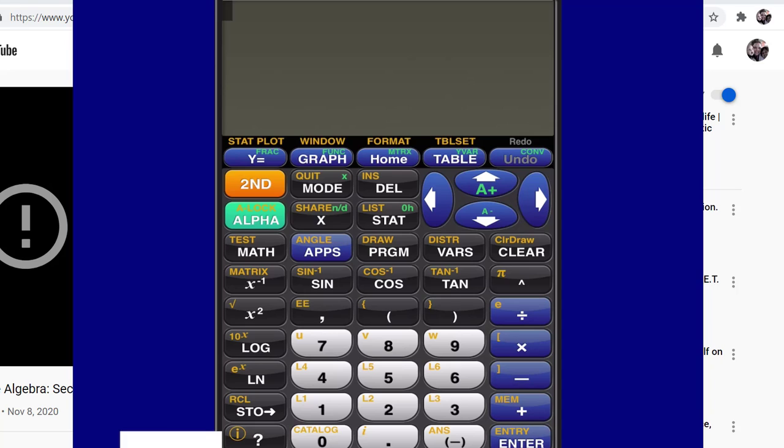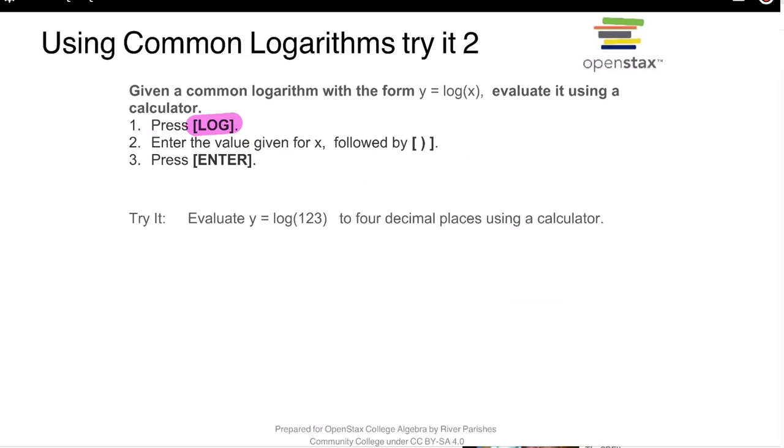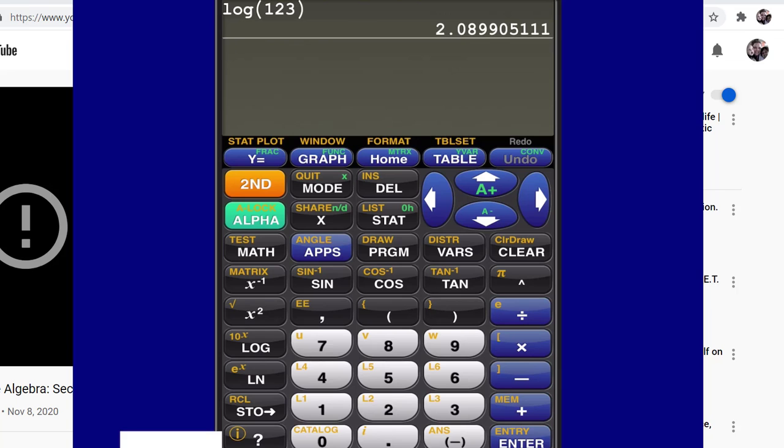The log button is on the left column, to the left of the 7. So if you hit log, you'll see the word log come up, and then we want 123. And that stands for log base 10 of 123. What that means is 10 to what power is 123. And 10 to the 2.0899 is 123. They wanted us to round to 4 decimal places. So that's 2.0899.